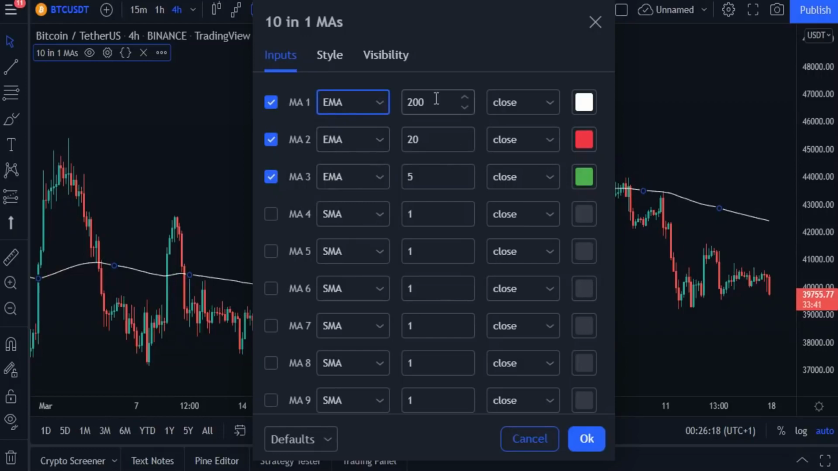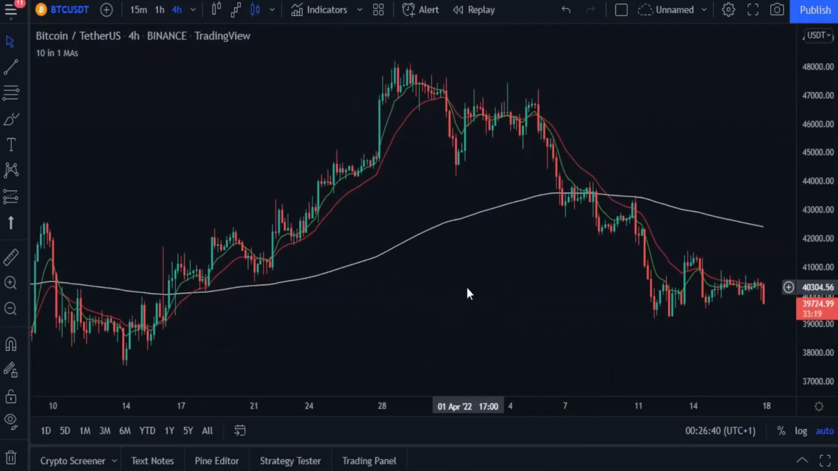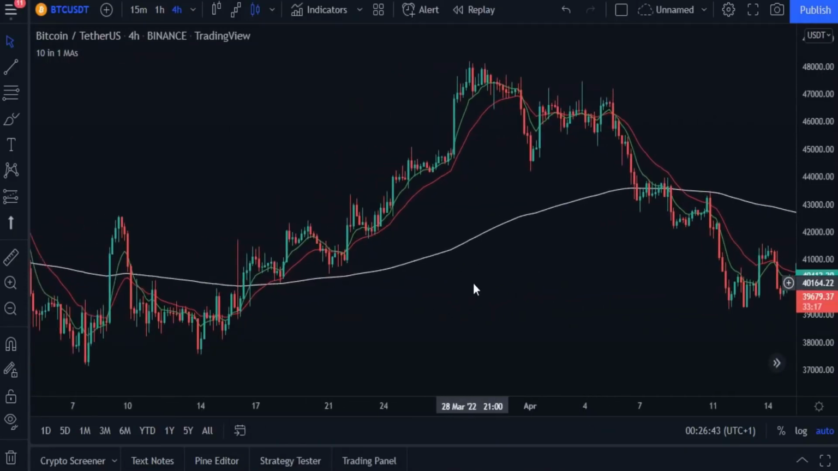The length of the first moving average will be 200 and the second will be 20. As for the last moving average, we will set it to 5, although it was supposed to be 10, but because we used a smaller frame, it is better to be 5. As for the colors, you can choose the colors you want from here. And these are the important settings for this indicator, which is the main indicator in this strategy.